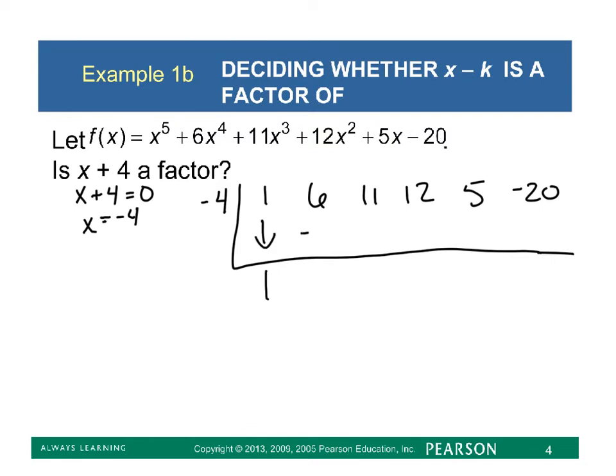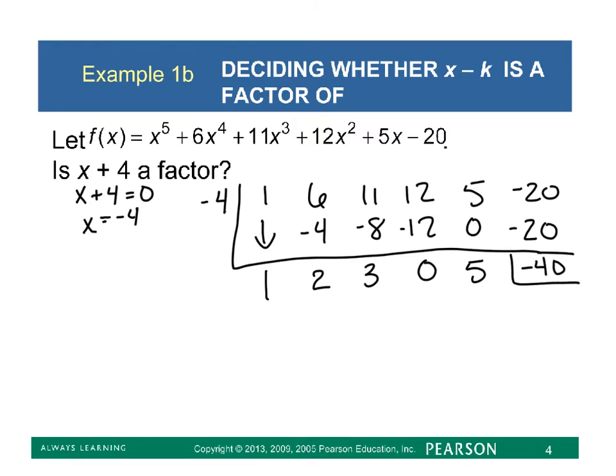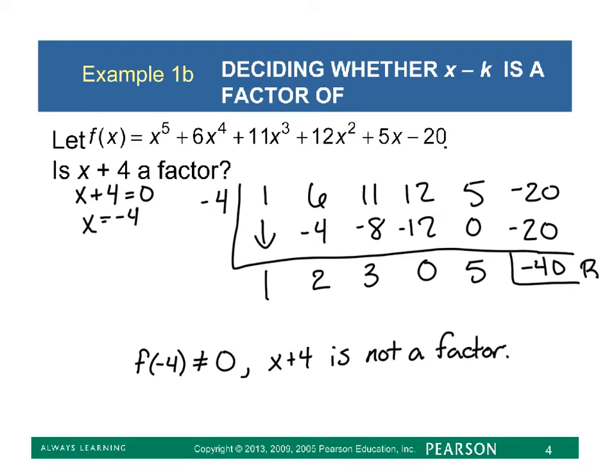Bring down the first number, multiply, add together, multiply, add together, multiply again, get a 0, multiply, we get a 0, and then adding, we get a 5, and now multiplying that together, we get a negative 20, which means we get a remainder of negative 40. So, since our remainder did not end up being 0, this means that f of negative 4 does not equal 0, and x plus 4 is not a factor. Okay, I think y'all get the gist of this now.